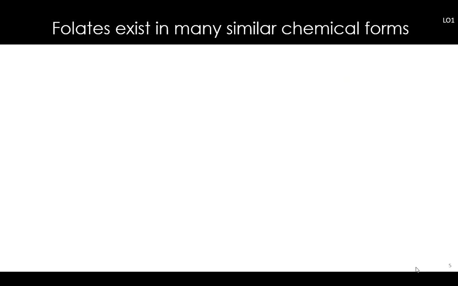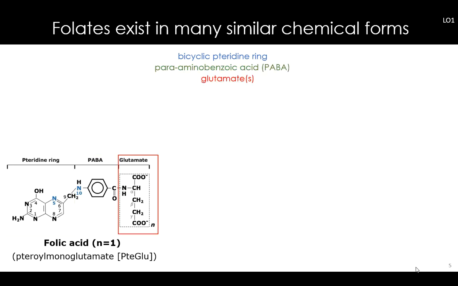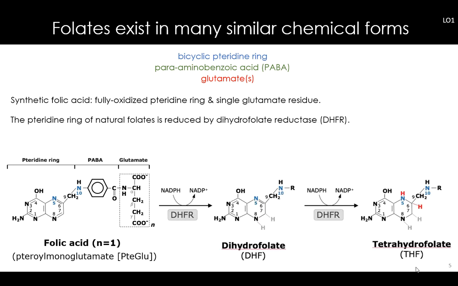Folates exist in many similar but slightly different chemical forms, each with three major structural components: a bicyclic pteridine ring, para-aminobenzoic acid, and either a single glutamate or multiple glutamates joined by pseudopeptide bonds involving the gamma carboxyl group. Commercially available or synthetic folic acid contains a fully oxidized pteridine ring and a single glutamate residue. The pteridine ring of natural folates is usually found in a more reduced form.